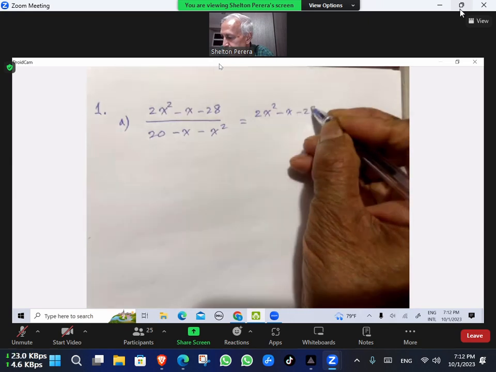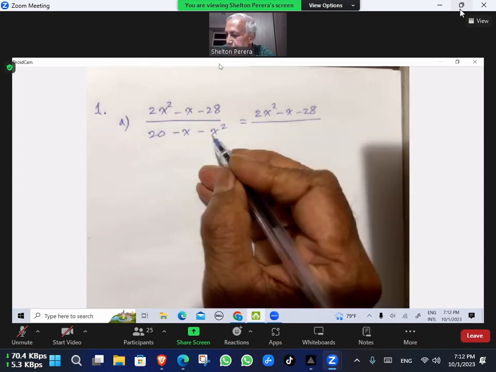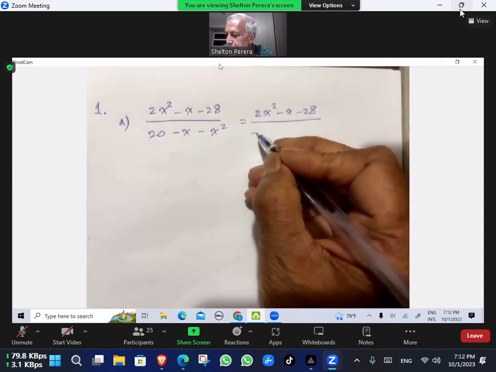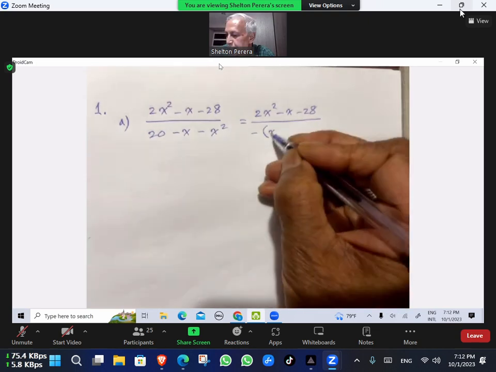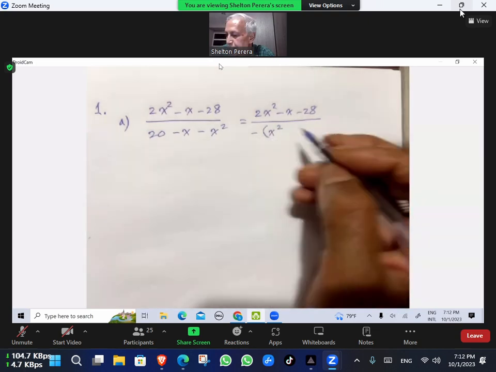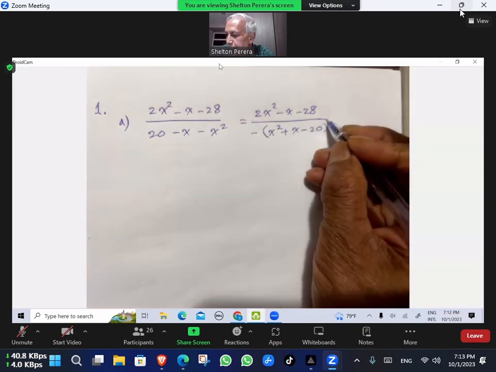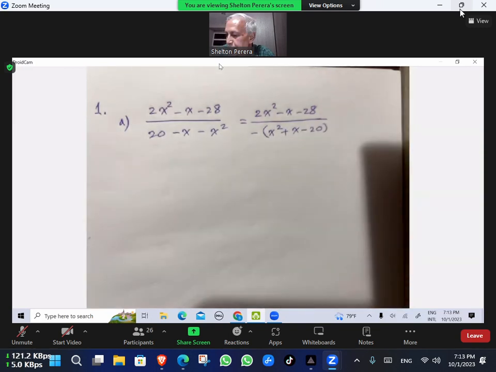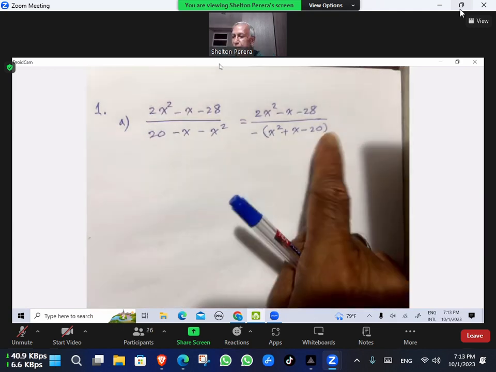28 divided by the denominator, factor a minus sign out. Then this minus x squared becomes plus x squared, and this minus x becomes plus. So rearrange it that way. It's easier to factor when you have it in the form x squared term first, x term second.